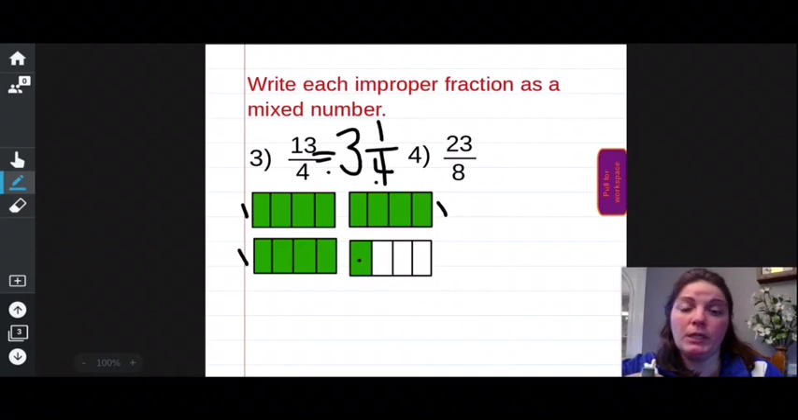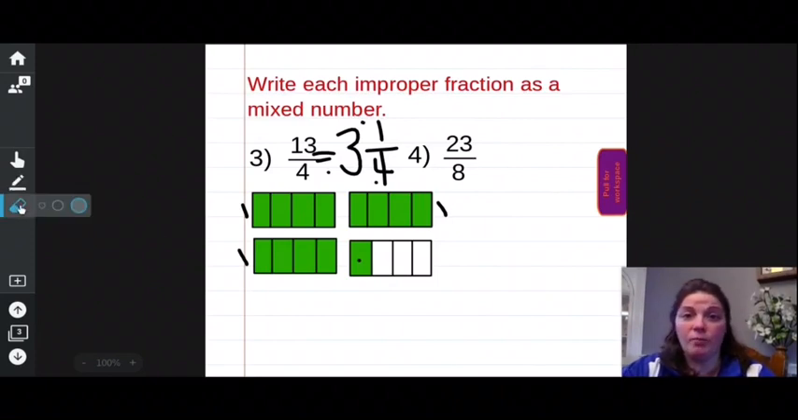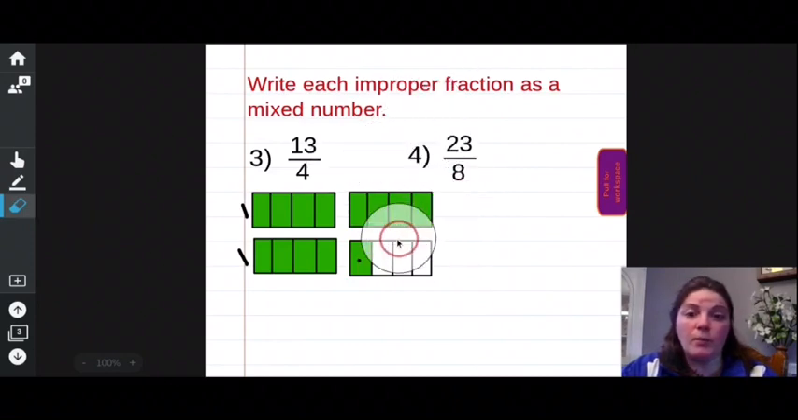4 times 3 is 12. Plus 1 is 13. Keep your denominator 4, and you can see that we get 13/4. All right, I would like to show you how to do this without a model. Now, like I said before, if you want to continue using models, there is nothing wrong with that. It can be very helpful to understand the skill, and then eventually you won't need models anymore.